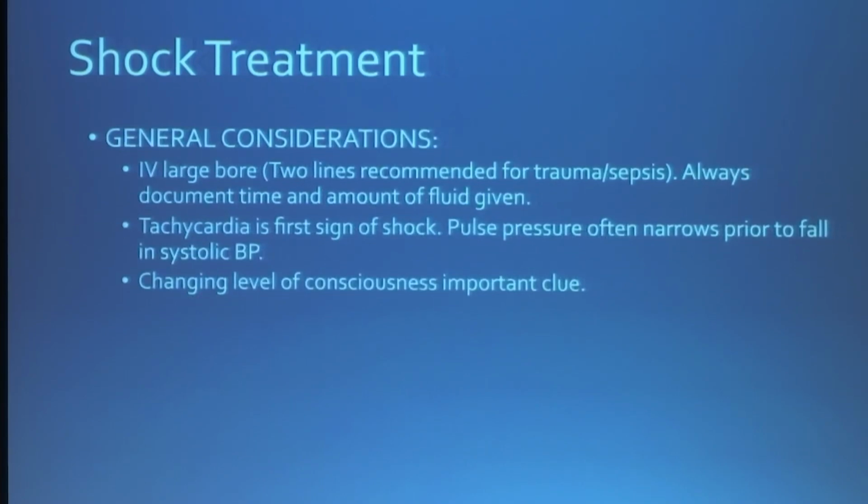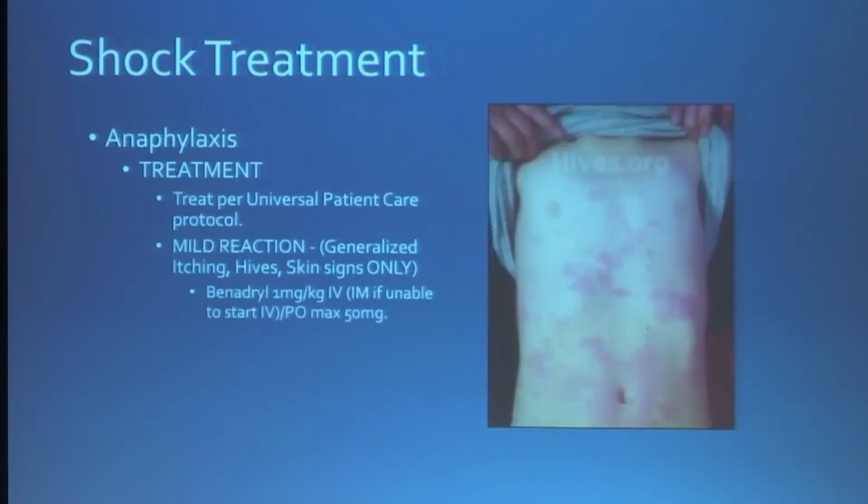General considerations in shock, IV lines: 2 large bore IV lines recommended. Can't always do it. Now you can always do that humeral head. And unless they've got one arm, you've always got 2 places to go. Tachycardia is the first sign of shock. Pulse pressure often narrows prior to fall in systolic blood pressure. Changing level of consciousness is an important clue.